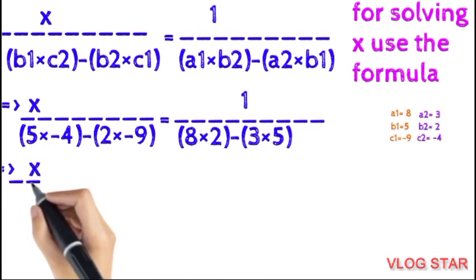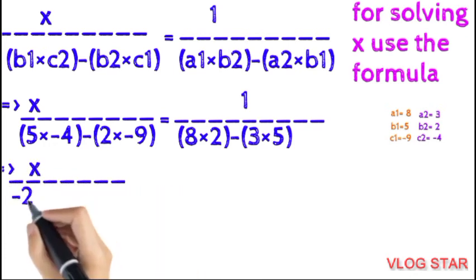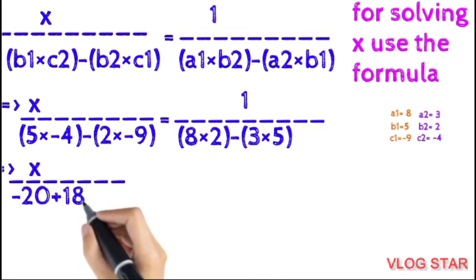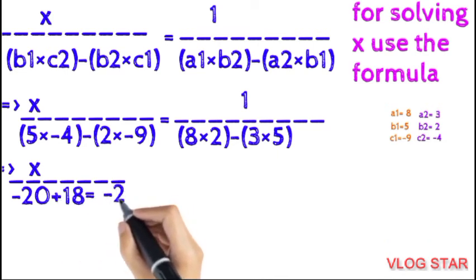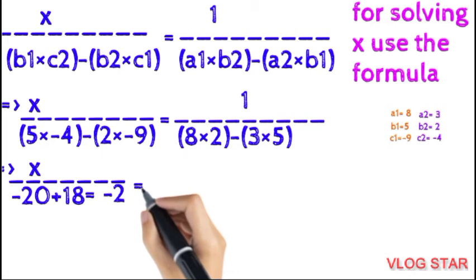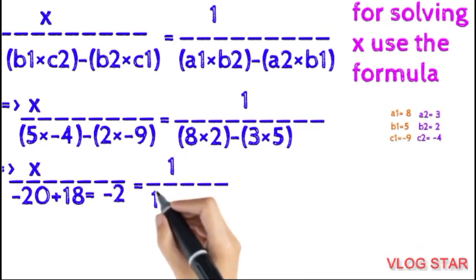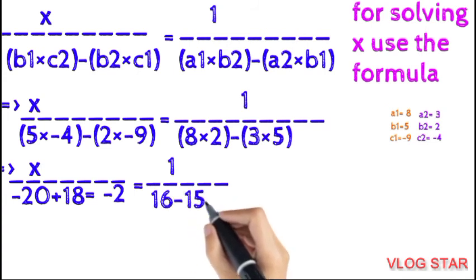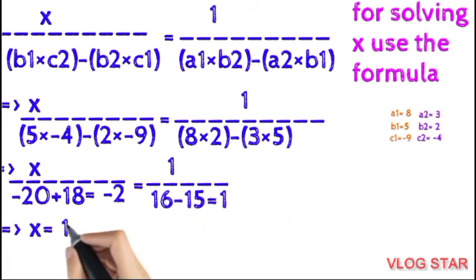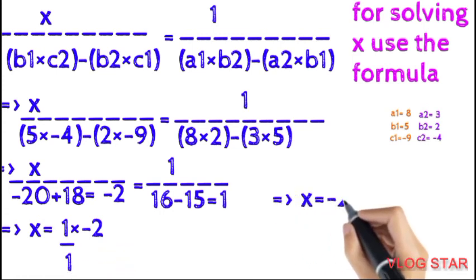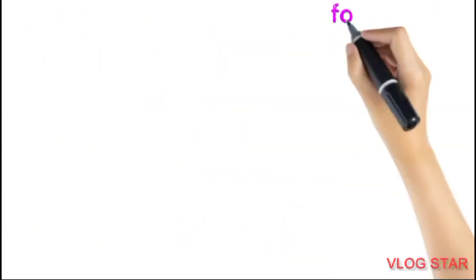That implies x by (minus 20 plus 18) equal to minus 2. That implies 1 by (16 minus 15) equal to 1. That implies x equal to 1 into minus 2 by 1. That implies x equal to minus 2.